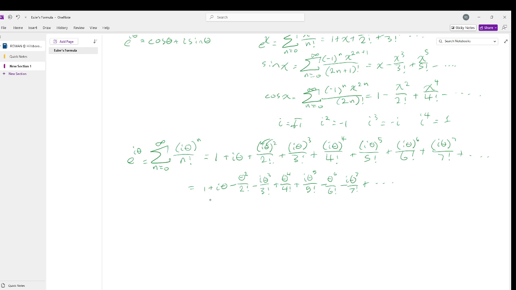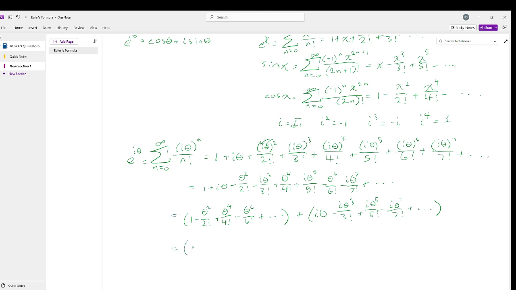So now, what I'm going to do is separate the things with imaginary numbers and the things without them. So I'm going to get 1 minus theta squared over 2 factorial plus theta to the 4th over 4 factorial minus theta to the 6th over 6 factorial, plus, and then doing the same thing with the i's, we get i theta minus i theta cubed over 3 factorial plus i theta to the 5th over 5 factorial, minus i theta to the 7th over 7 factorial. And that pattern will just keep repeating, because those powers of i will give you the same results once you go past 4. They'll just keep repeating.